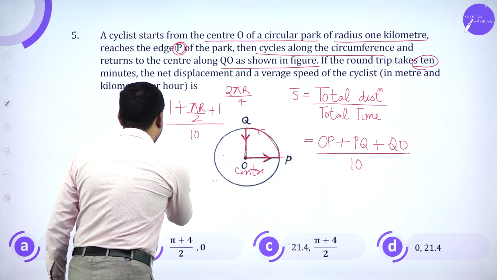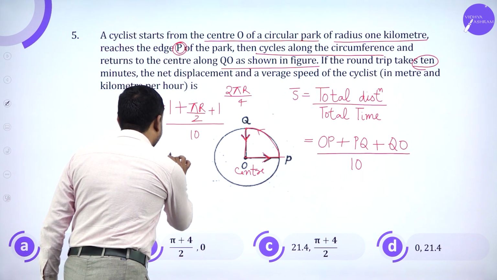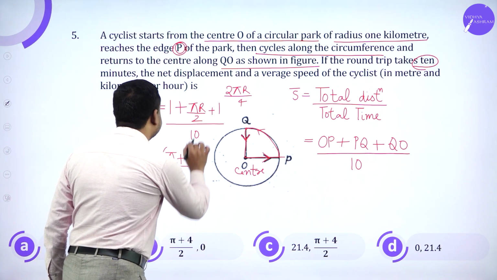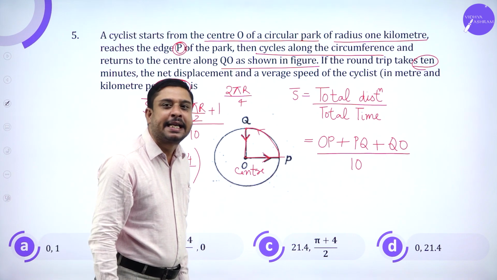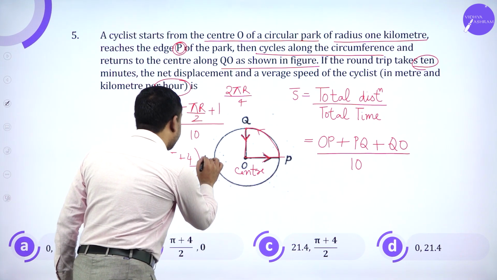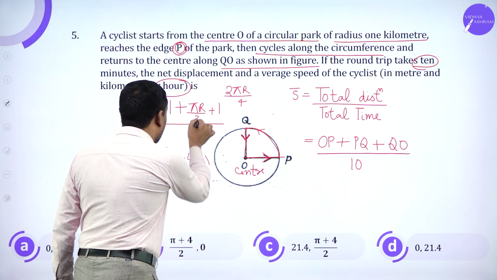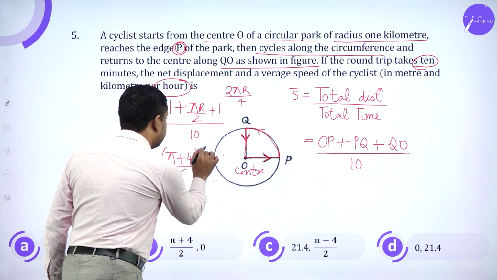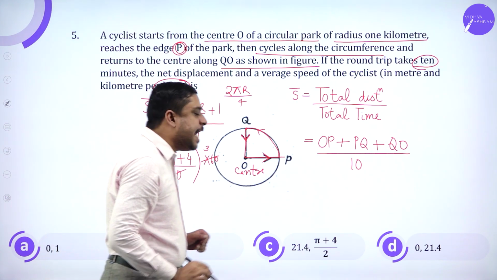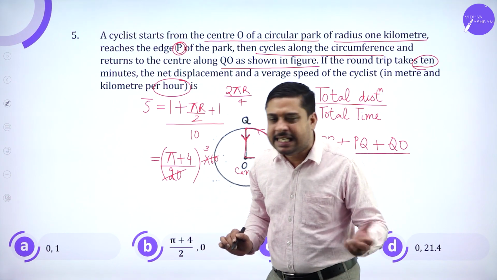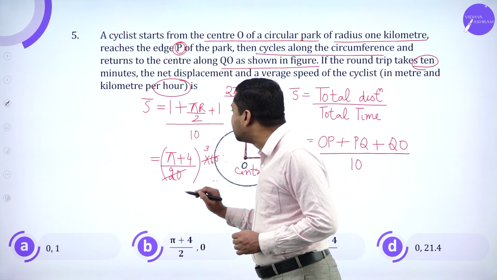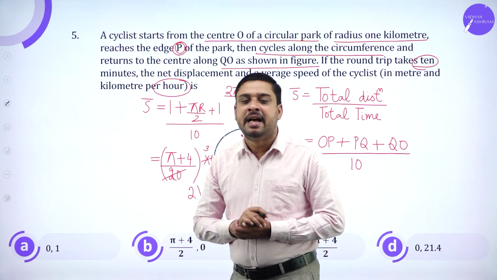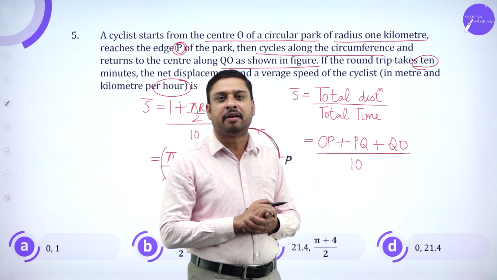So when you simplify, 2 comes to the denominator, pi plus 4 into 10. But since very clearly he says kilometer per hour, into this is 20, 2 comes to the denominator into 60. 3 times. I take the value of pi as nearly 3. 3 plus 4 is 7. 7 into 3, nearly 21 kilometer per hour.